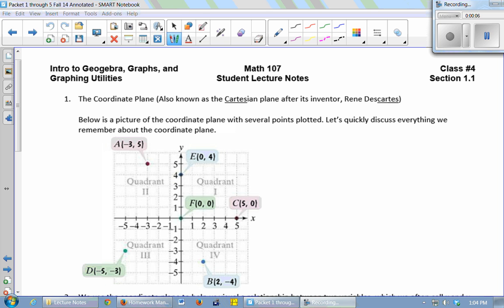Okay, so this is class 4. We're going to talk about graphs and graphing utilities. GeoGebra, graphs, and graphing utilities.